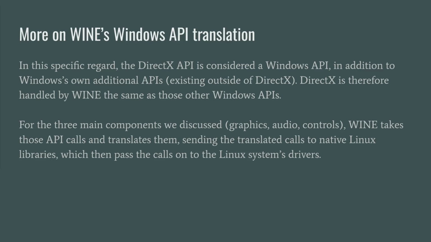More on Wine's API translations. In this specific regard, the DirectX API is considered a Windows API. In addition to Windows' own API, there are additional APIs existing outside DirectX. DirectX is therefore handled by Wine the same as those other Windows APIs. For the three main components we discussed, graphics, audio, and controls, Wine takes those API calls and translates them and sends the translated calls to native Linux libraries, which then pass those calls onto the Linux system's drivers.